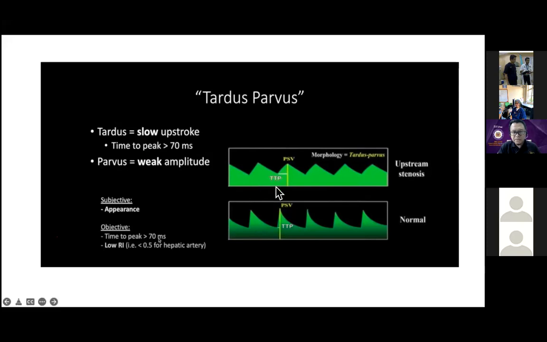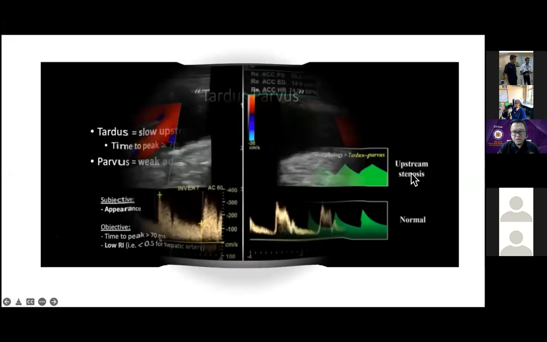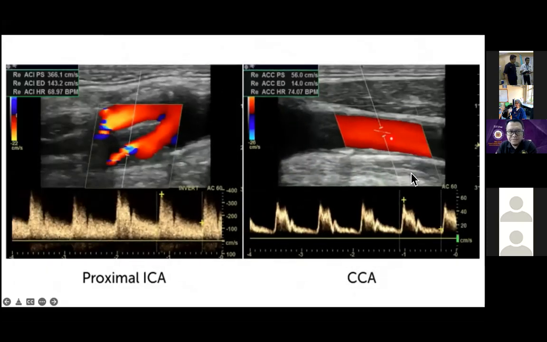And parvus means you look at the amplitude of the waveform. You see it a little bit broadened, and it's not really sharp. So this is what I call tardus parvus. Normally it happens not at the upstream stenosis, but at the downstream of the stenosis. So this is an example of the stenosis.